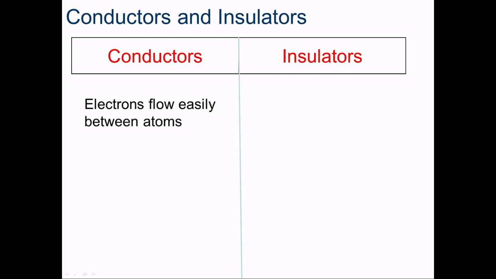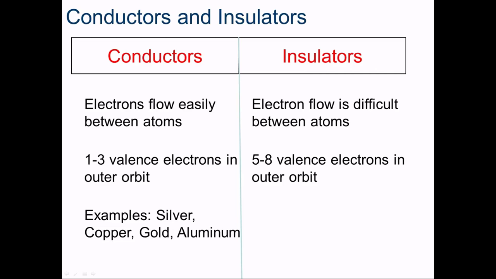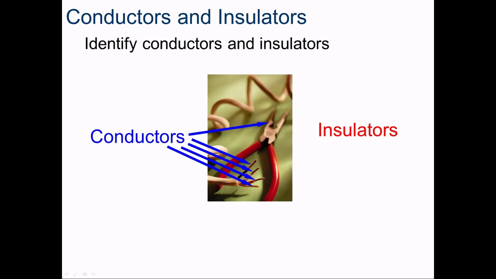Conductors. Electrons flow easily, like we said. Insulators, electron flow is difficult, like that sulfur atom. Conductors have 1 to 3 valence electrons, insulators 5 to 8 valence electrons. Examples of conductors: silver, copper, gold, aluminum. Examples of insulators: mica, glass, quartz, and sulfur. Good conductors in this picture would be the end of the pliers and the wire. Good insulators are the plastic sheath around that wire and the red plastic around those pliers, for obvious reasons, maybe not to get shocked when we're working on electricity.